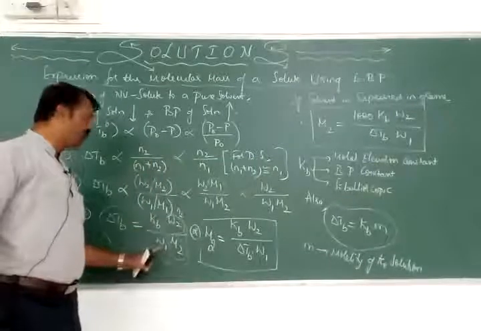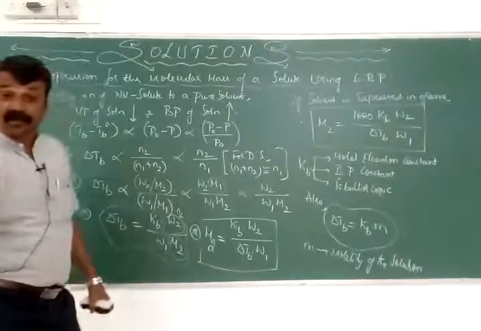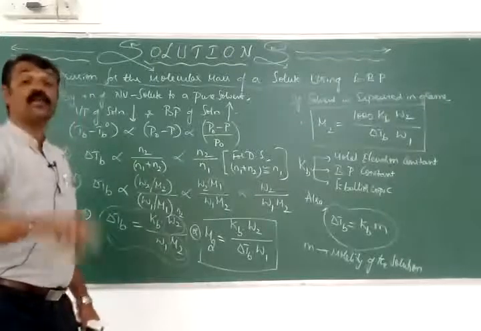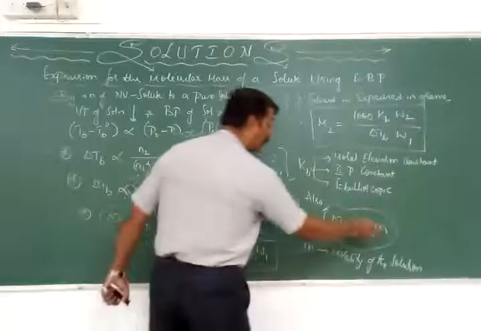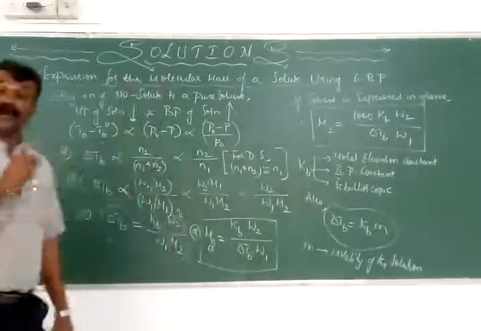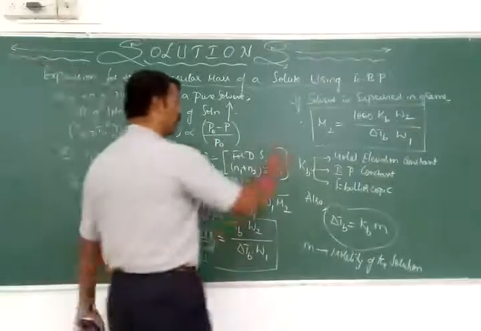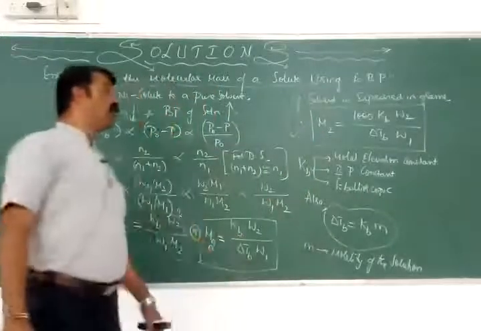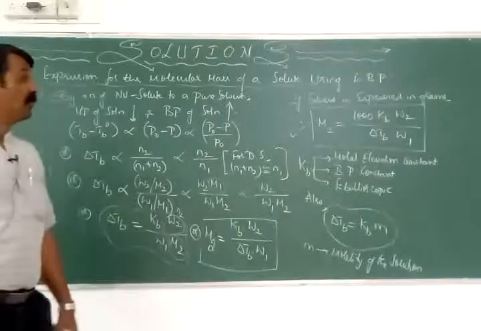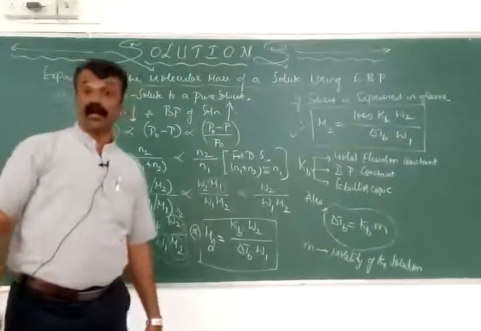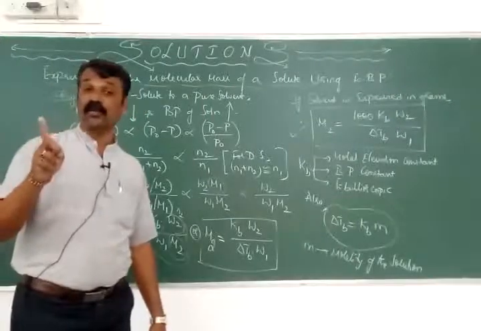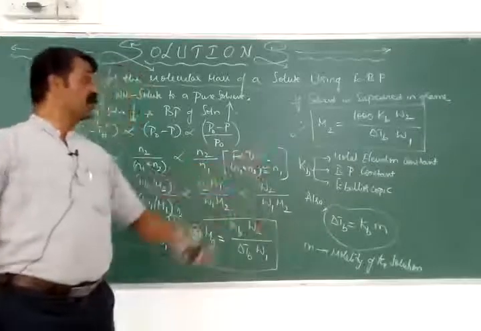N2 divided by W1, the number of moles of solute in kg of solvent, is called small m. What is that small m? It is the molality of the solution. So this is the final expression first, and this is more important: M2 is equal to 1000 times Kb into W2 divided by delta Tb into W1.